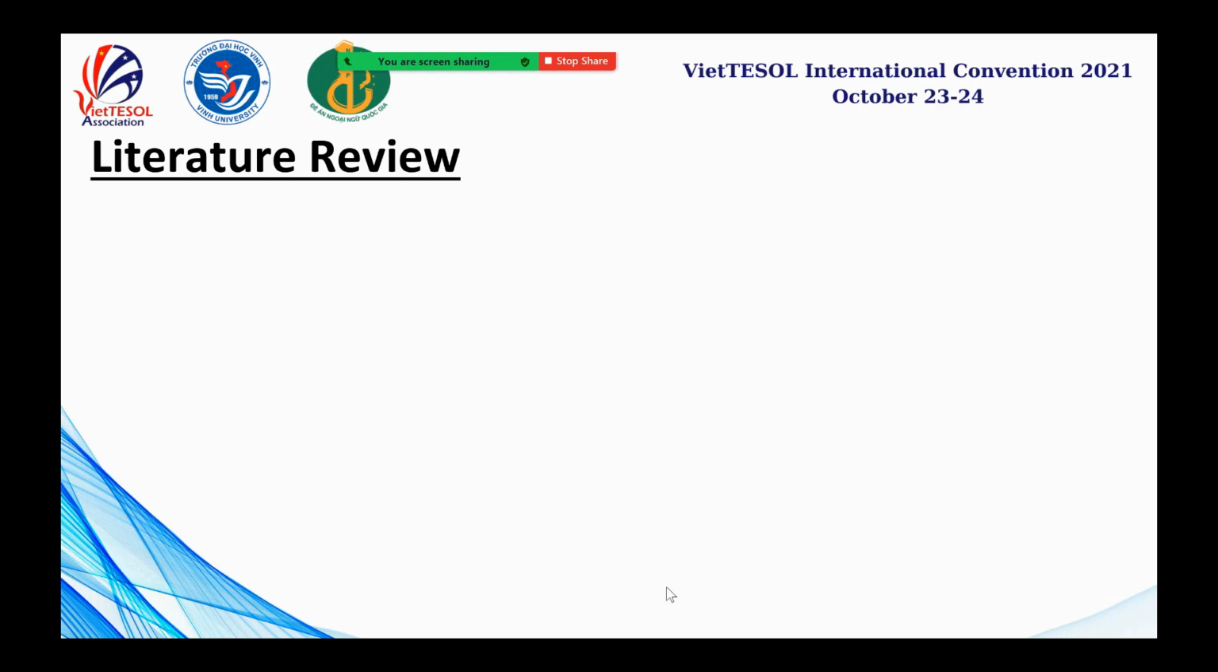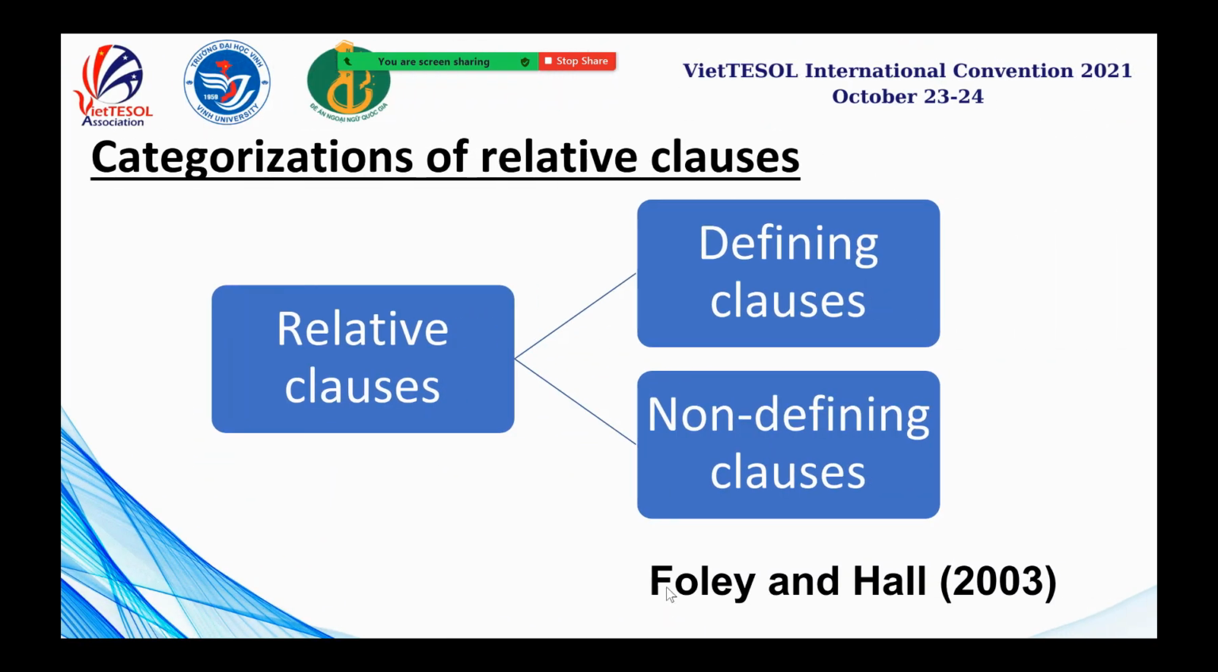Now we come to the categorization of relative clauses. According to Foley and Horn 2003, they divided relative clauses into two types. The first one is the defining clause. The second one is the non-defining clause. A defining clause is used to identify and classify a noun or pronoun in the main clause. Meanwhile, a non-defining clause is used to add extra information about the subject of a main clause.